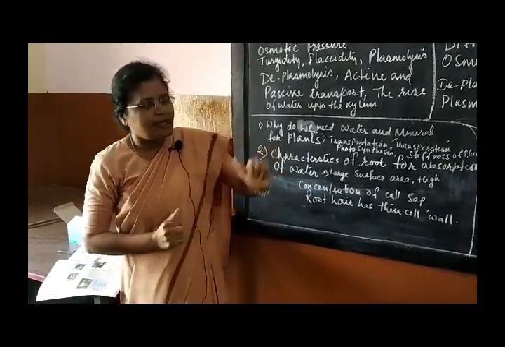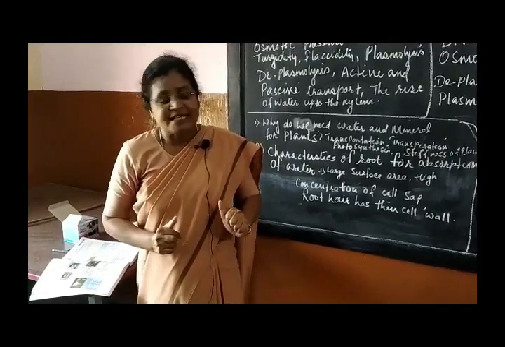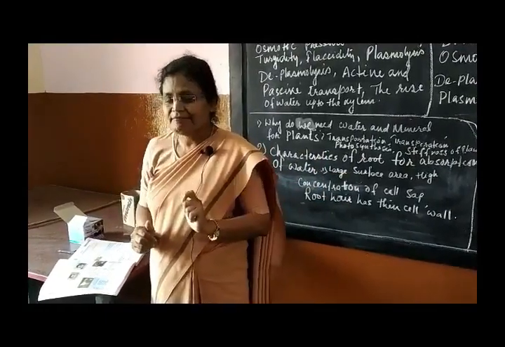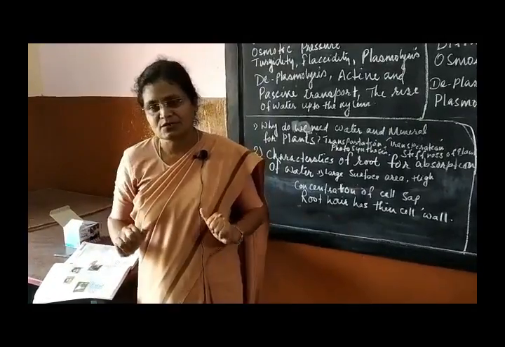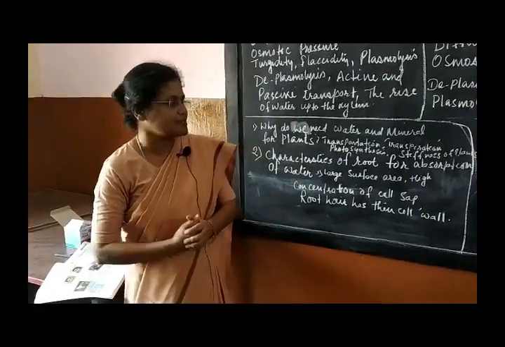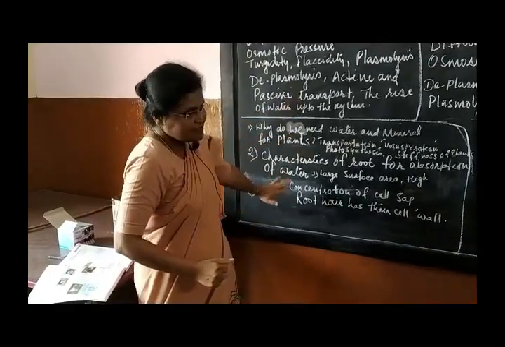Third, the cell wall of the root hair is thin, very thin and easily permeable. So, the water easily passes through the root hair and then goes to different parts of the plant. So, we have finished 3 points.